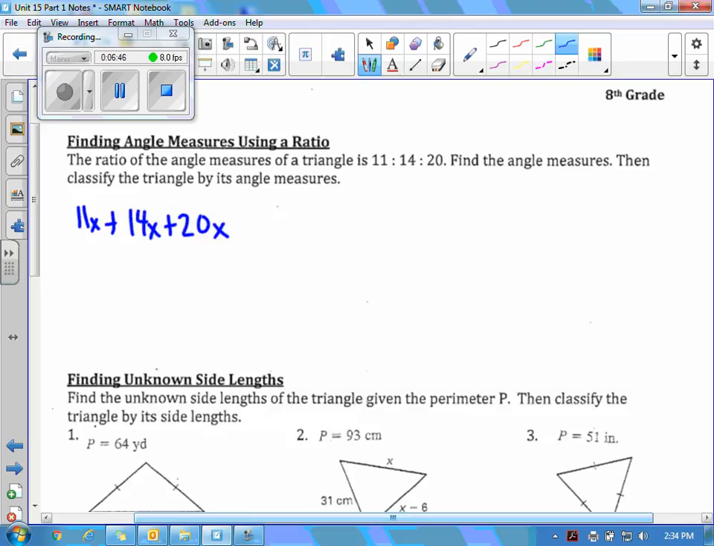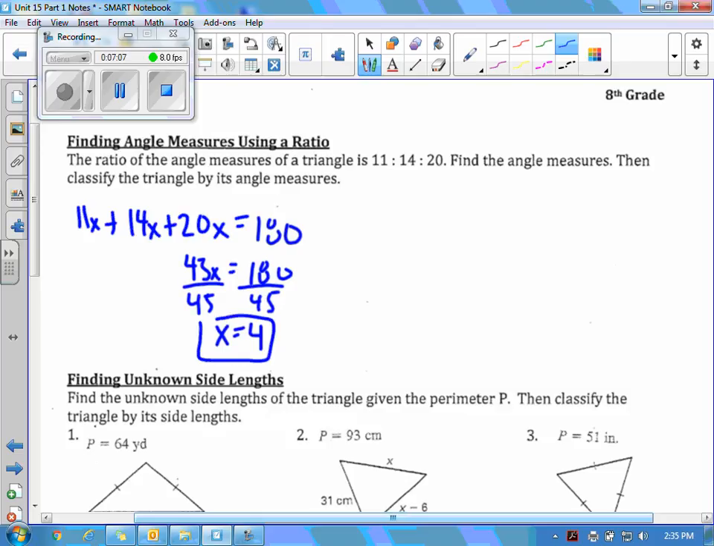So 11x plus 14x plus 20x, we know our triangle adds up to 180 degrees. I add all those x's together, and I'll get 45x equals 180. I can divide both sides by 45, and I'll get x equals 4. So I found what x is. Now I can find my angle measure.